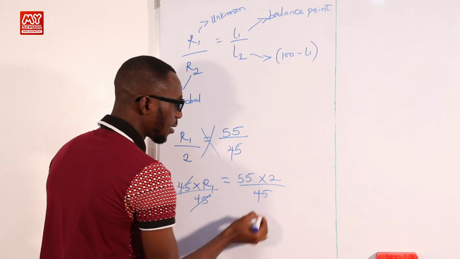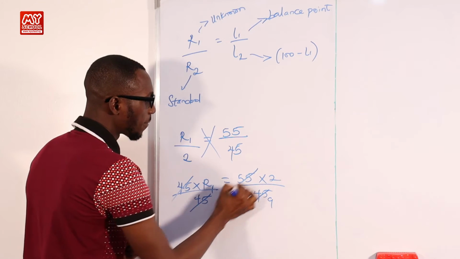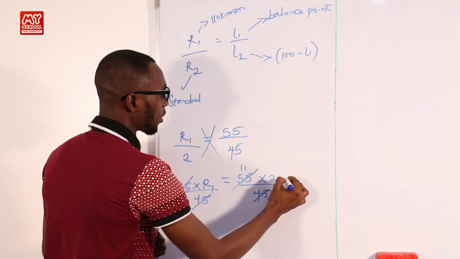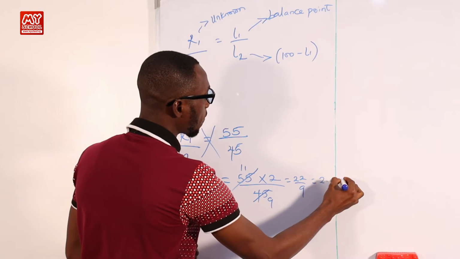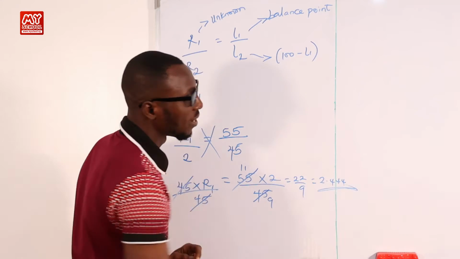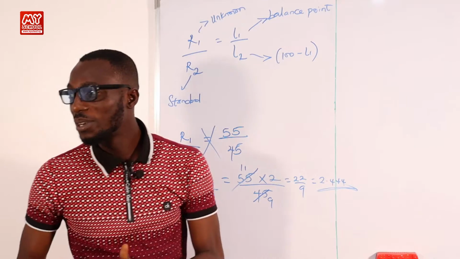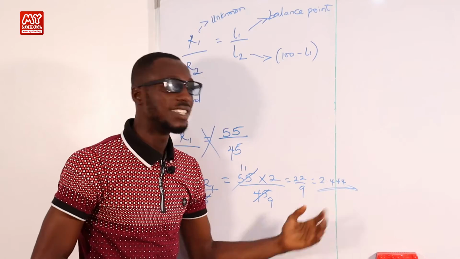Okay, we can say 5 here 9, 5 here 11. So that is 22 over 9. That gives you 2.44444 whatever ohms. So let's count through our options. We see that option C is very correct.